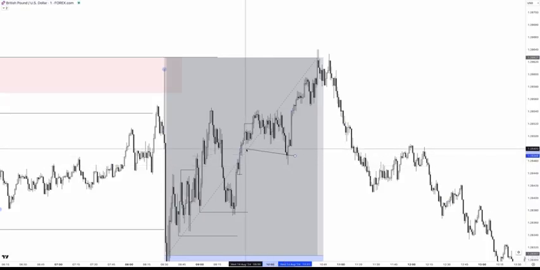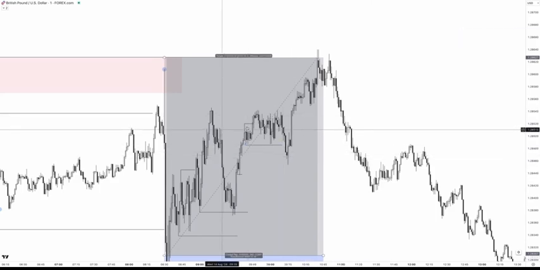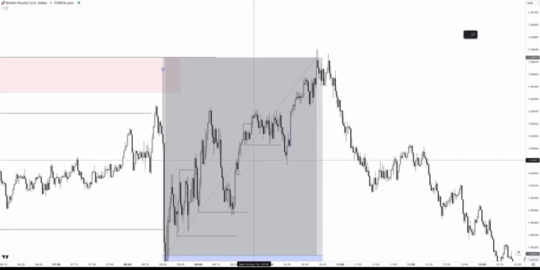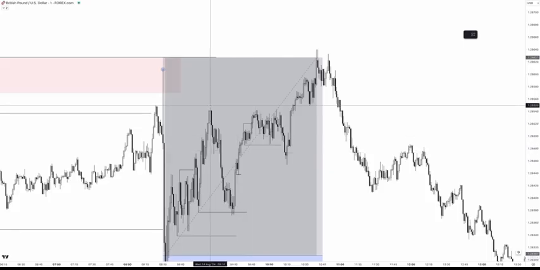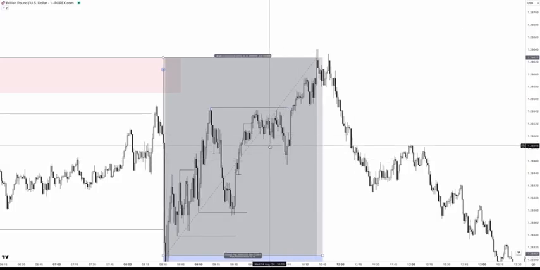Let me actually mark this one out right here, just to show that BOS to the downside. So it came higher, created a high, BOS to the downside, inducing sellers. The reason I took it from here was because the market built liquidity here. It built liquidity there, trapped buyers, and came into this liquidity block.